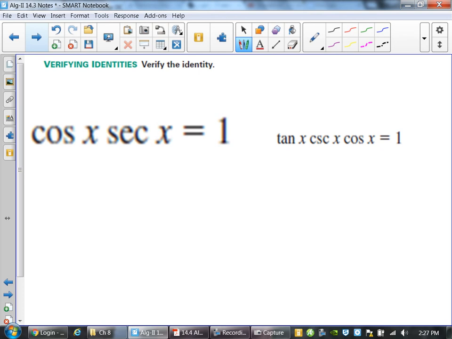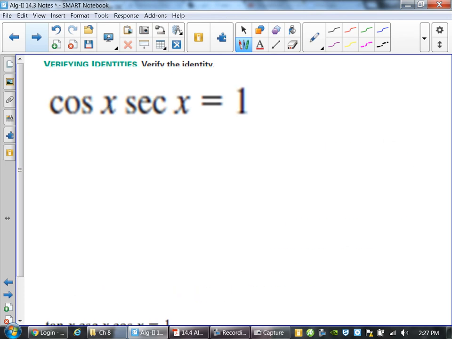Verify. Again, what's the difference between verify and simplify? You have an equal sign. So we need to verify that cosine times secant equals 1. Oh, that's easy. So let's rewrite, isn't secant the reciprocal of cosine? So you show that. Cosine over 1 times 1 over cosine. What happens? Everything cancels. And then you smile.